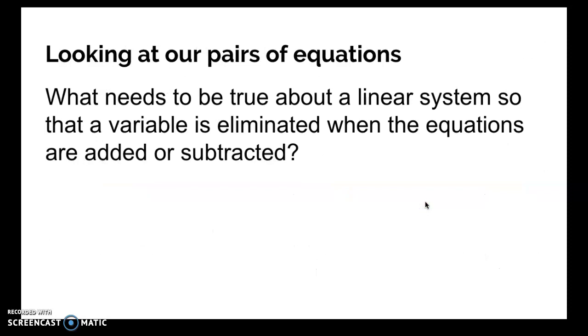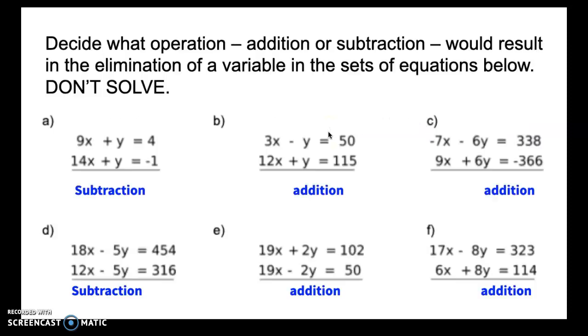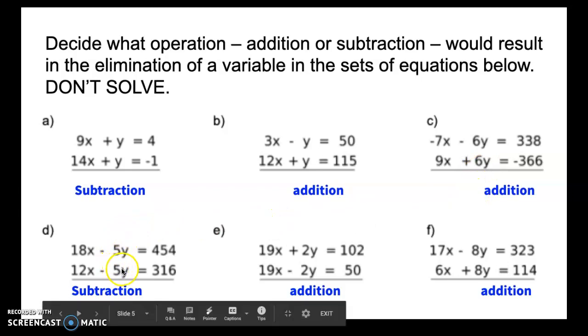Now if you look at these equations, what has to be true about the number in front of the variable to get rid of these equations? Well, if you notice, these have the same coefficient. The coefficient is the number in front of the variable. So remember, if there isn't a number, it's a 1. So these have ones in front, ones in front. These are both 6's. These are both 5's, these are both 2's, and these are both 8's.